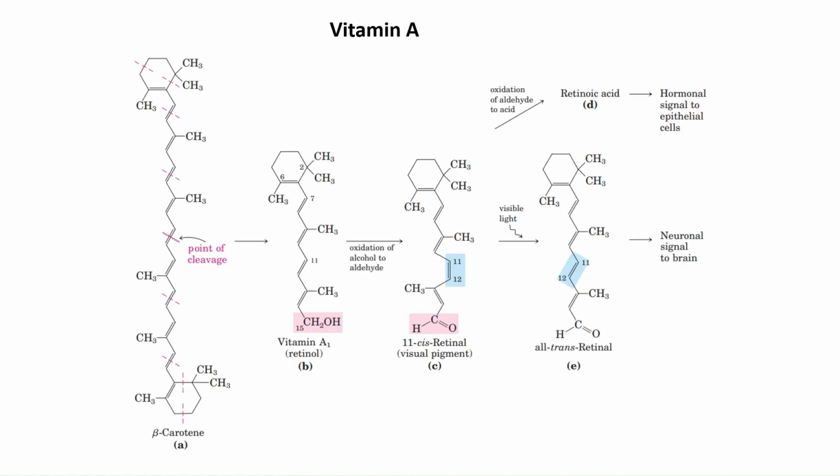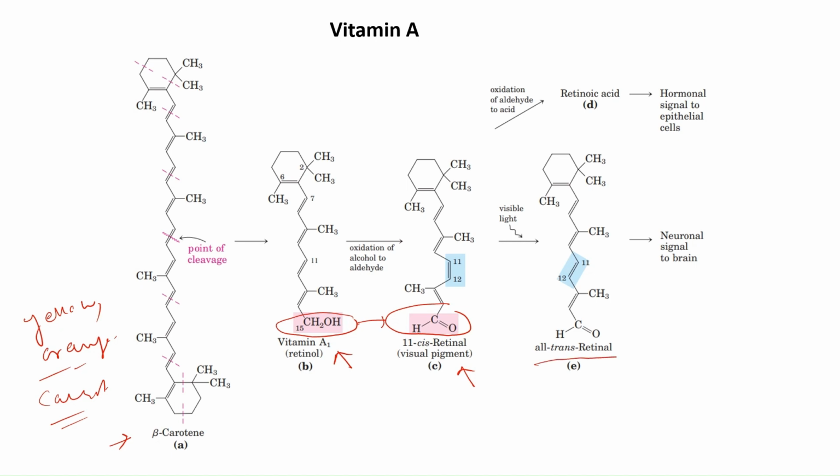Next comes vitamin A. So vitamin A is formed from beta carotene. From where we can get beta carotene? From carrot and all fruits and vegetables that are yellow or orange in color. Now this beta carotene gets converted into vitamin A1, that is retinol. Then at this position, it is oxidized to form 11-cis retinal. This is a visual pigment. And then in the presence of visible light, the cis form gets converted into trans form, that is all-trans retinal, and they send a neural signal to the brain to form the eye pigment.